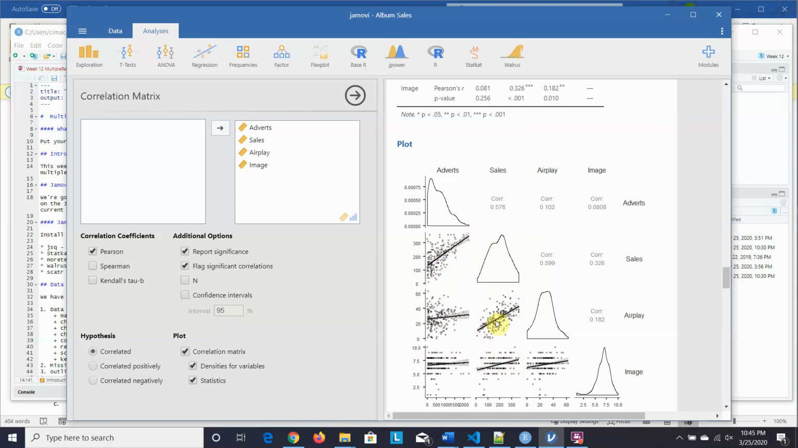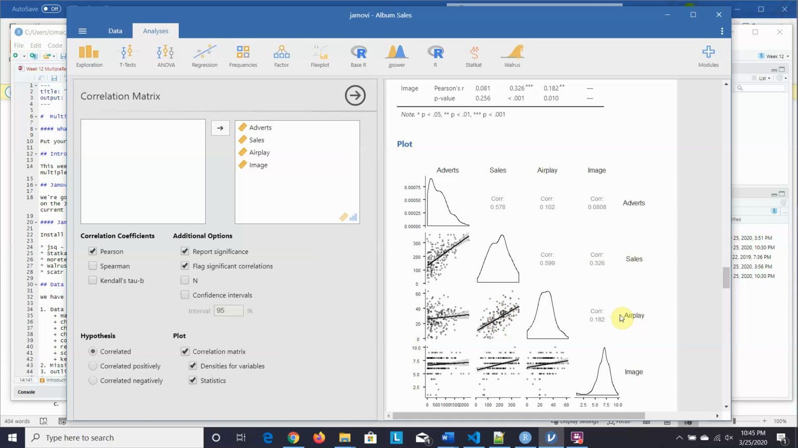The next thing that we're going to look at, since we have multiple predictor variables, is something called multicollinearity. Ideally, we want predictor variables that are related to the outcome variable, but not strongly related to each other. If the predictor variables are strongly related to each other, then that causes us a problem.